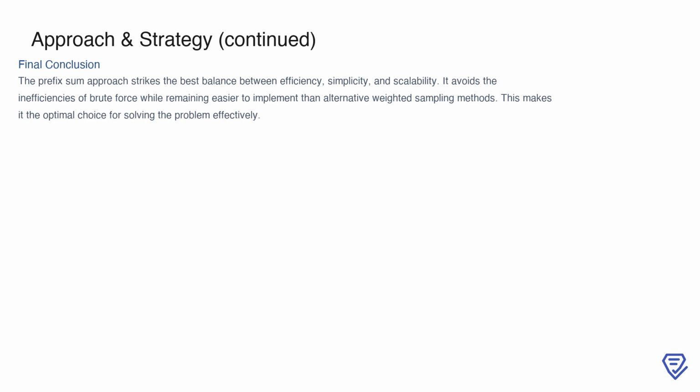It offers the best balance between efficiency, simplicity, and scalability. By avoiding the inefficiencies of the brute force method and the complexity of weighted random sampling, it provides a practical yet powerful solution. The pre-processing step is fast, the query time is logarithmic, and the additional memory usage is minimal, making this approach well suited to handle large inputs effectively. Overall, the prefix sum method ensures that the problem is solved in a way that is both elegant and performant.